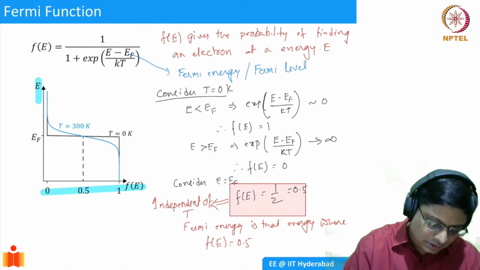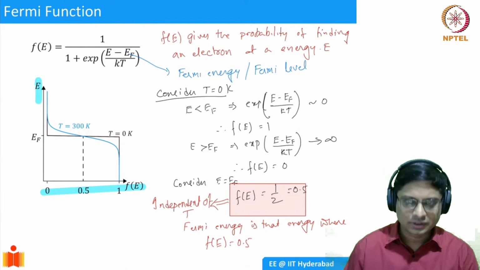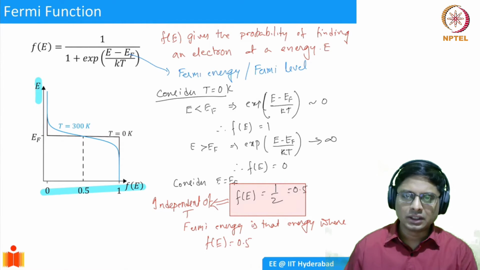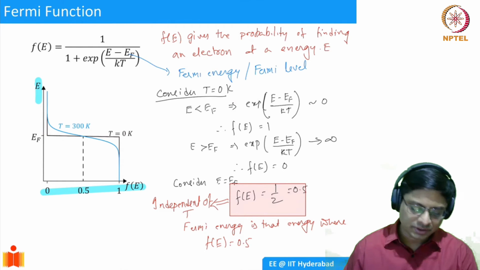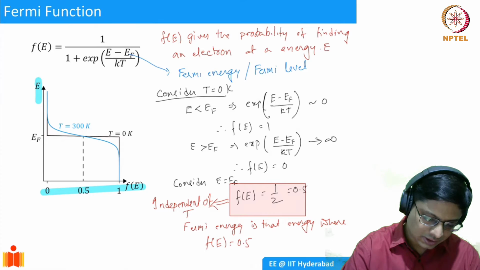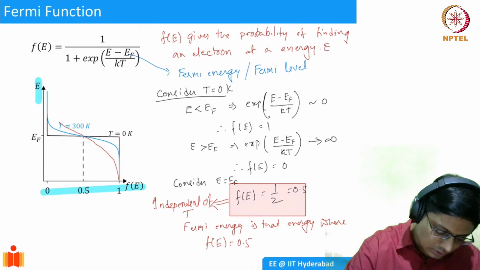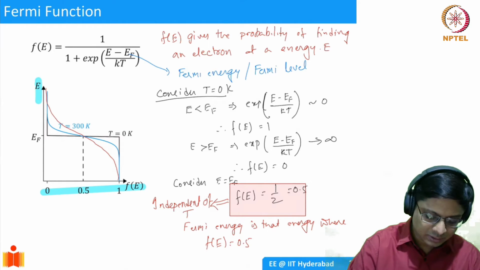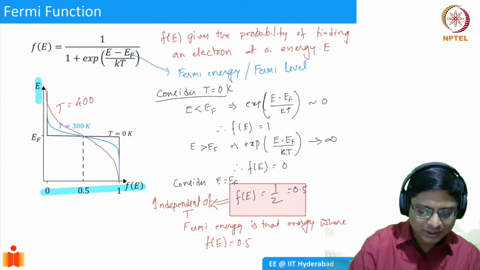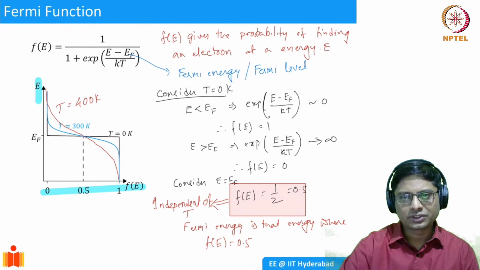But always, the f of E should go through half at EF. So if you keep the EF constant and change the temperature, it's going to stretch like this. And if I take one more case, where let's say I take a slightly higher temperature, so that would have been like this. It will stretch out further. Basically, this will be T equal to, let's say, 400 Kelvin. So as you increase the temperature, the Fermi distribution stretches out.